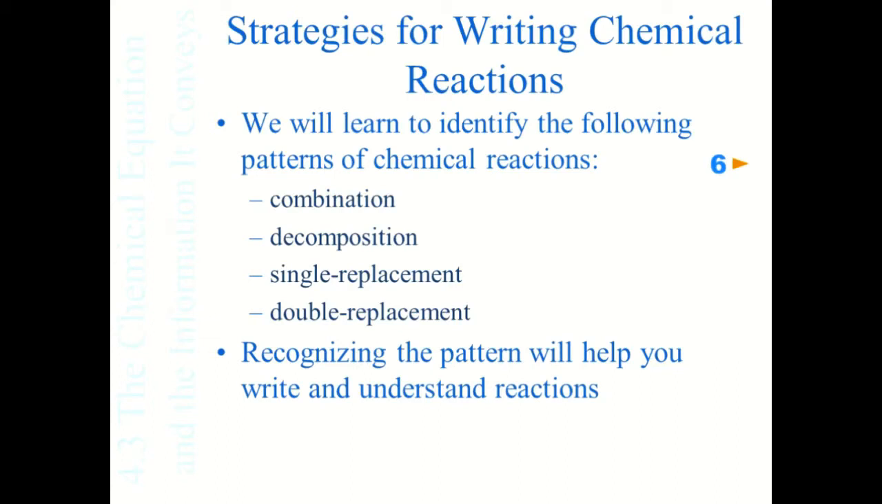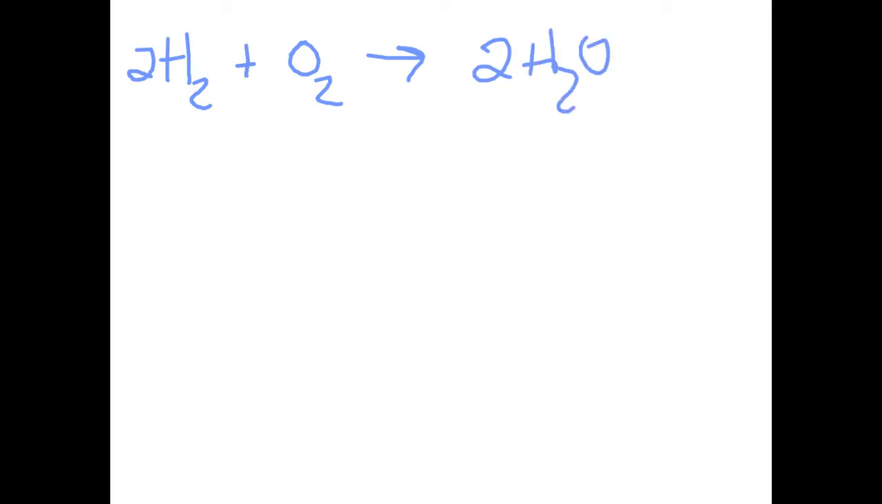Combination reactions are simply a reaction where you take two things and combine them into something new. So for example, if I take H2 plus O2 and it produces H2O, that's combining hydrogen and oxygen into something new. That's a combination reaction. Okay? So that's a combination reaction.